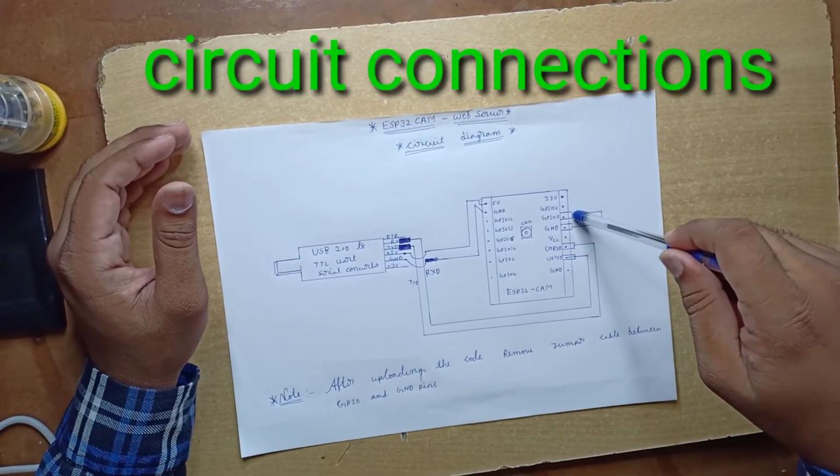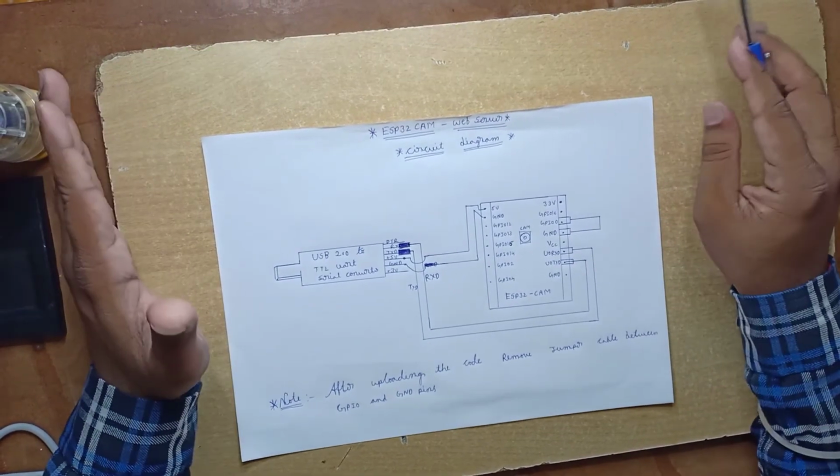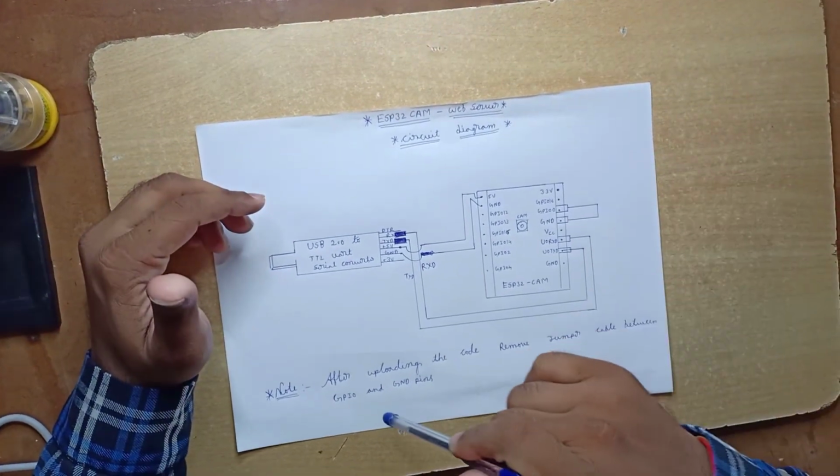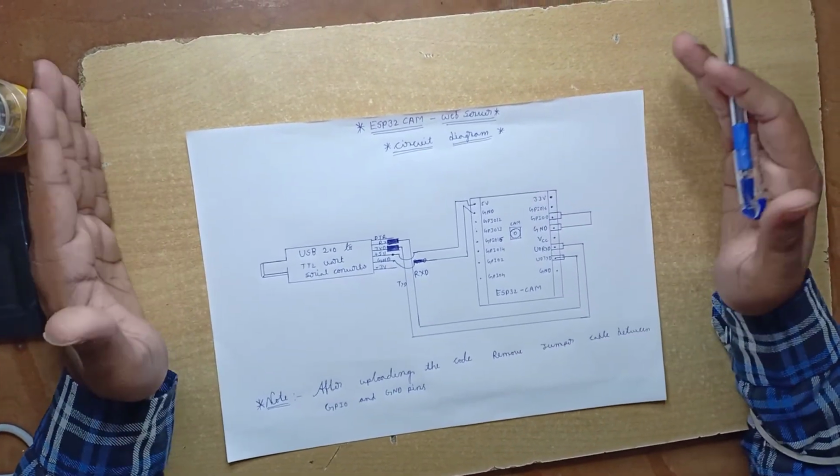And the GPIO 0 and ground pins are shorted. After uploading the code, remove the jumper cable between the GPIO and ground pins. That's all about the circuit diagram. Take a screenshot.